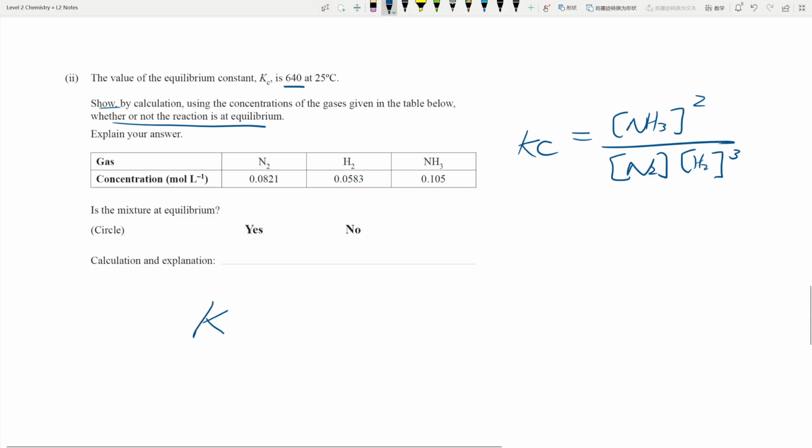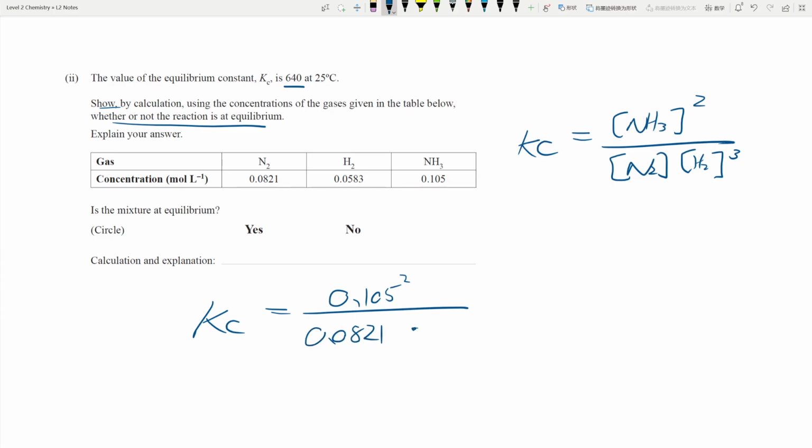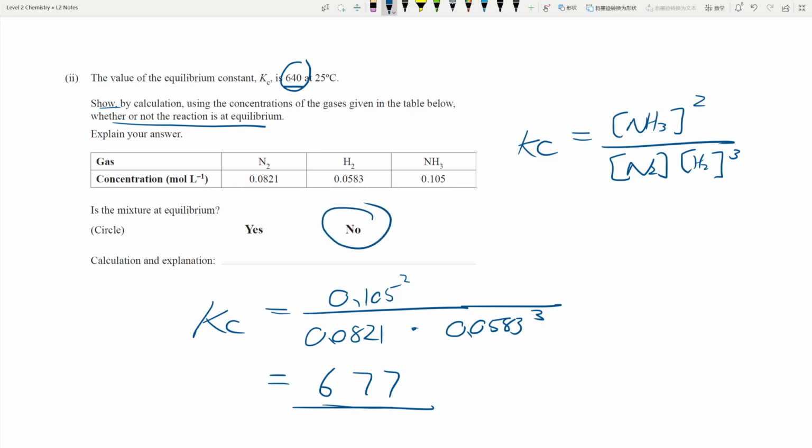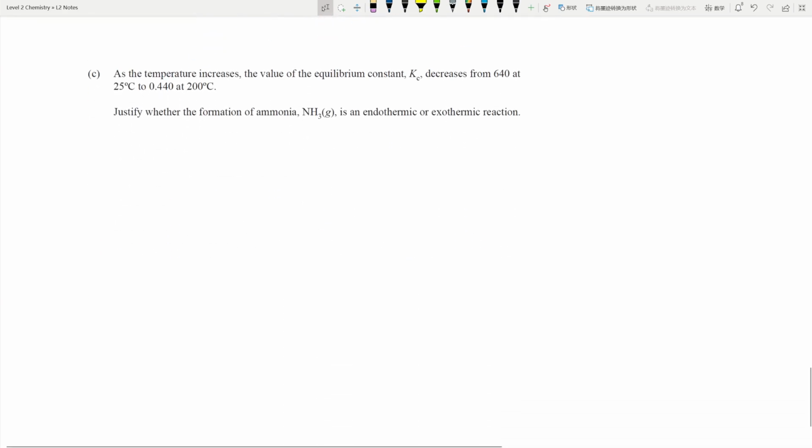If you know how to write the Kc expression, but you can't do math, that's really, really disappointing, because I feel like you're being punished for a mistake from another subject, but not for chemistry. Okay, so Kc 677 is supposed to be 640. Is 677 at equilibrium? No. Why? Kc is too high. If it's at equilibrium, Kc should be exactly the same. All right. Next one.